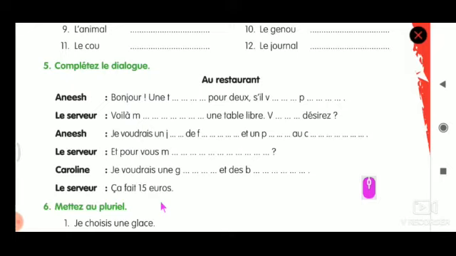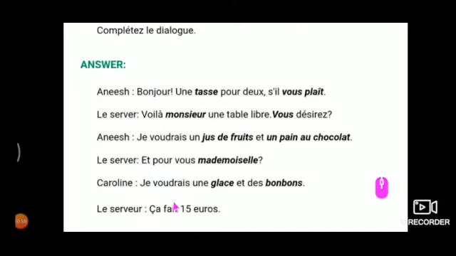So now I will show this dialogue with the answer, and I will read it once and then you take it down with a pencil. Okay, here are the answers. You can take down the spelling from here itself. I'll read the answers once.